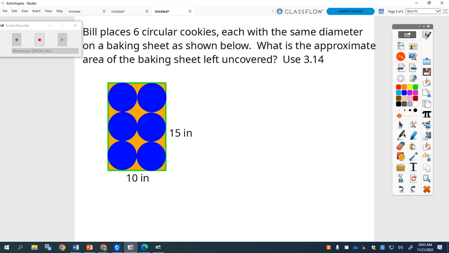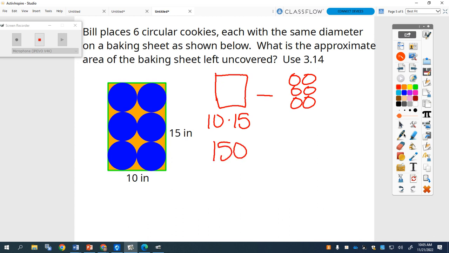All right, so if you look at this, here's what we have to do. In order to solve this, we're going to find the area of my rectangle minus the area of all of my circles. So, the area of my rectangle. What's the formula to find the area of a rectangle? Good. Base times height. So 10 times 15. Agree? Okay. What is 10 times 15? All right, so there's the area of this rectangle.